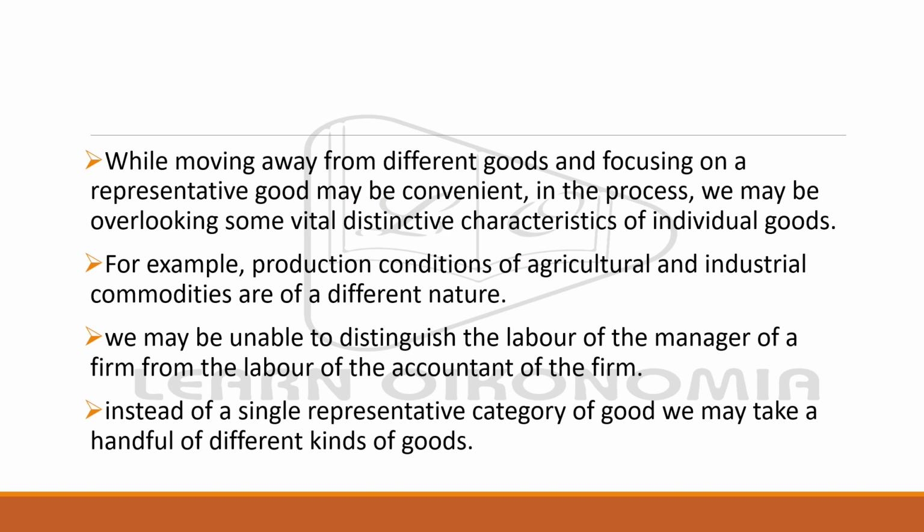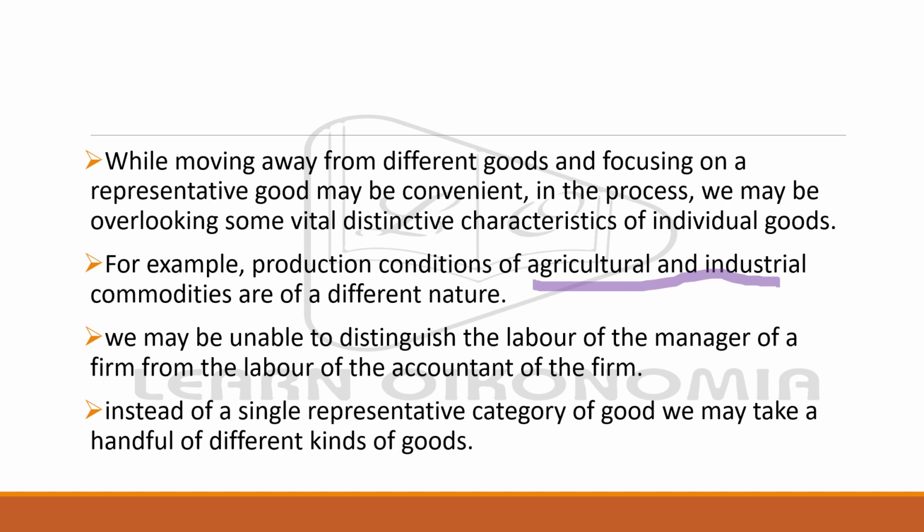While moving away from different goods and focusing on the representative good, this is considered convenient for a certain section, but it can be considered an overlooking kind of thing for some other people or some other goods. Just take an example. We are going for production conditions of agriculture as well as industrial commodities.